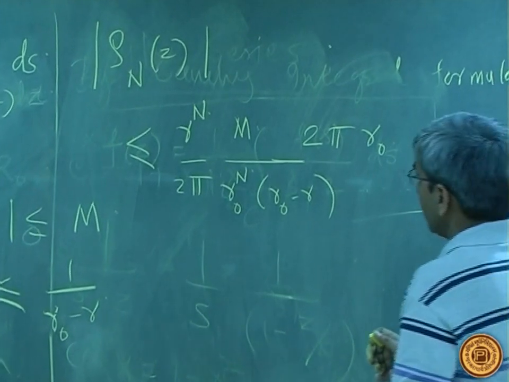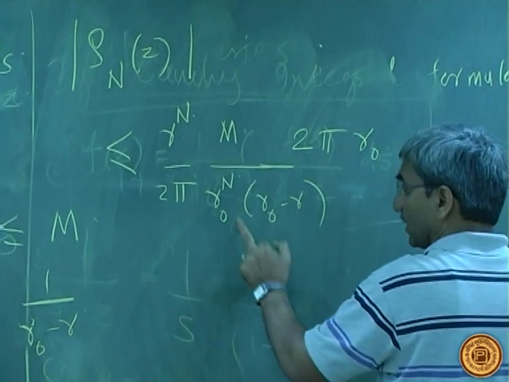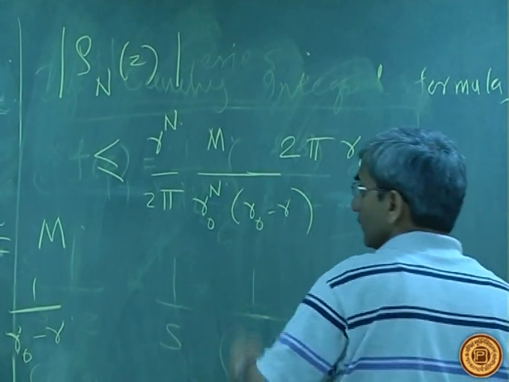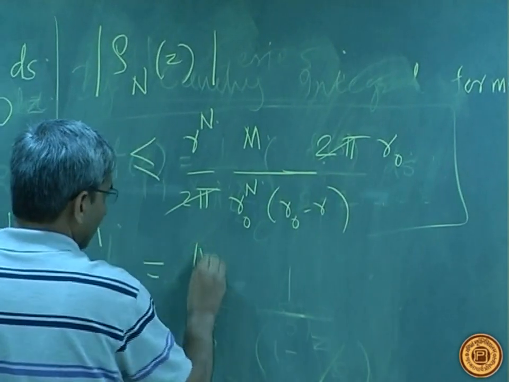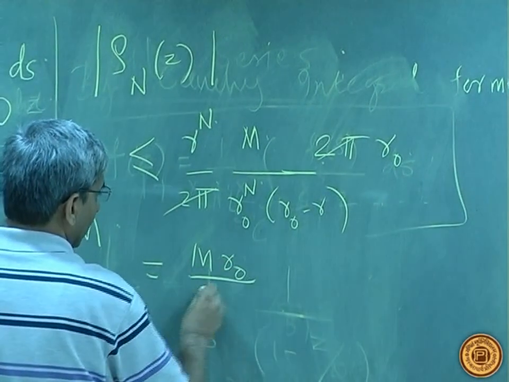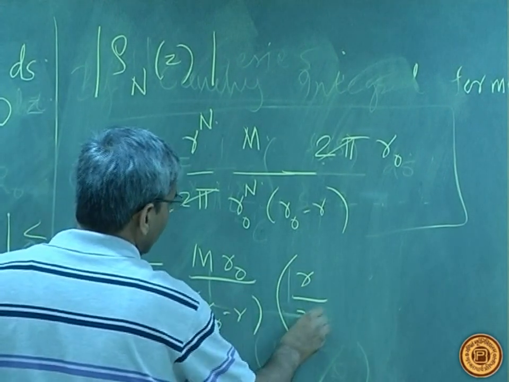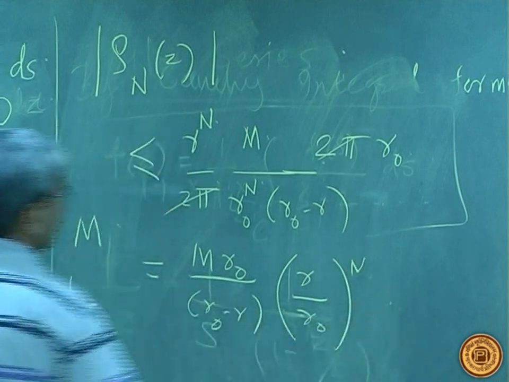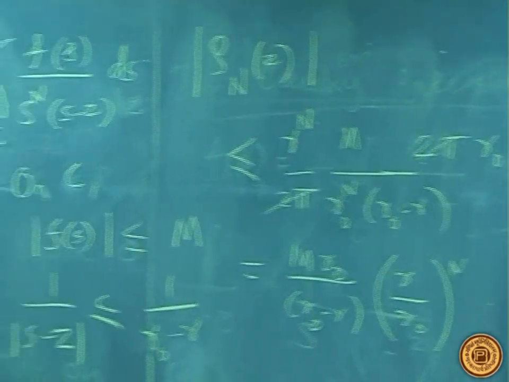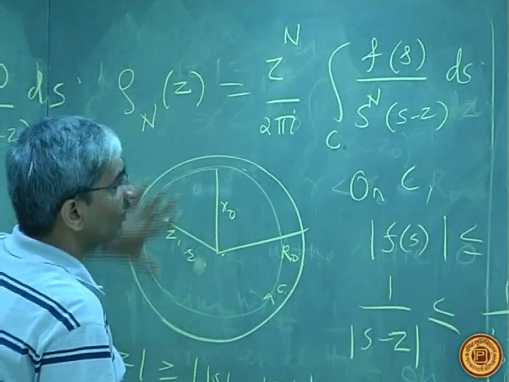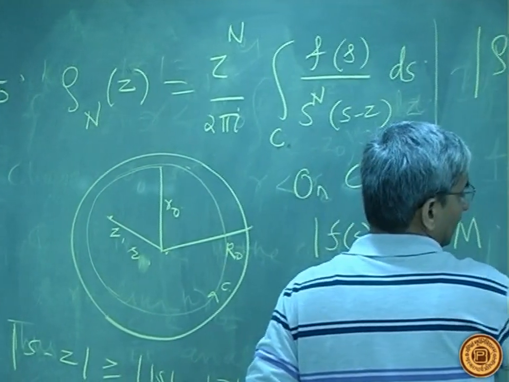So the factor that depends on n is R to the power n by R naught to the power n. This 2 pi will get cancelled, so we get m R naught by R naught minus R. The important factor is R by R naught to the power n. And as R naught is bigger than R, R by R naught is less than 1. So as n tends to infinity, this will go to 0.